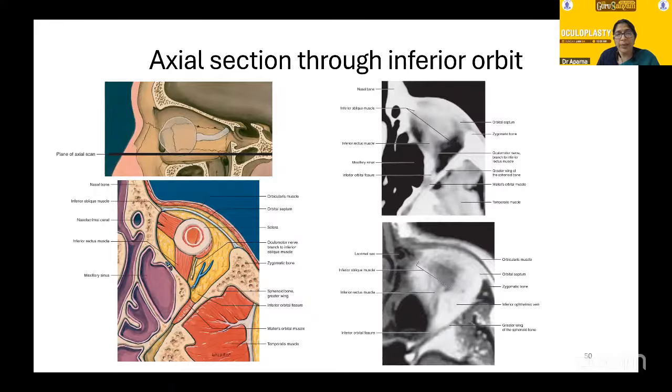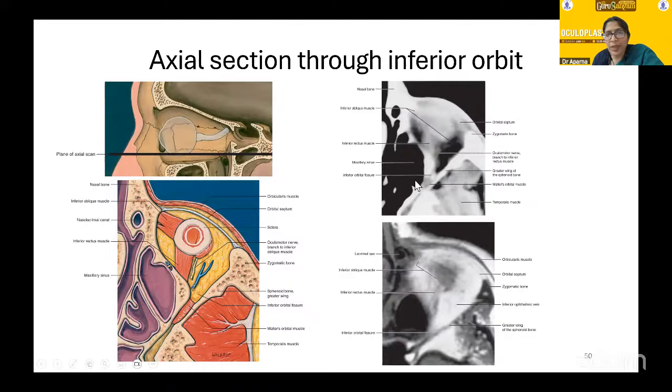So here is an example of the axial section through the inferior orbit. The plane of the axial scan has been shown and a diagrammatic representation is given below. So let us look at what is being seen in the scan. The above is the CT scan and below is the MRI scan.